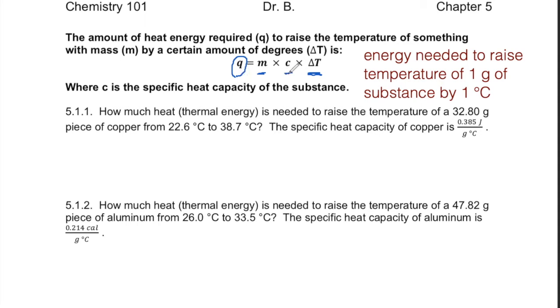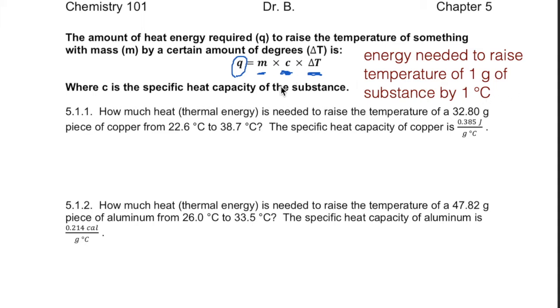This third variable, C, the specific heat capacity, is sometimes represented with S. So I think some of the lab videos that we have represent specific heat with S, but your textbook uses C, so I'm using that also. The specific heat capacity, I guess the C is for capacity, is the energy needed to raise the temperature of 1 gram of substance by 1 degree Celsius.